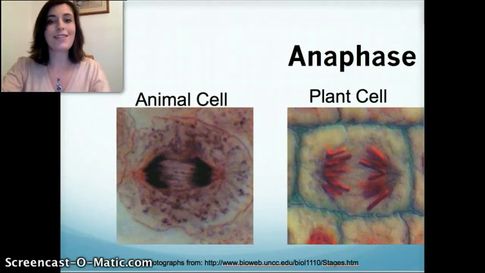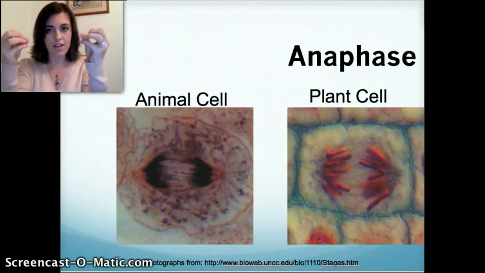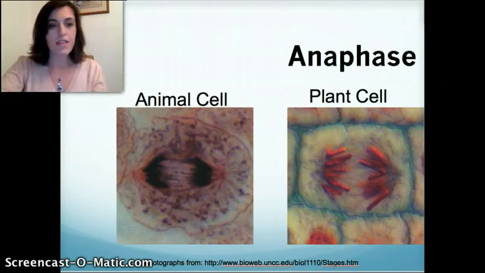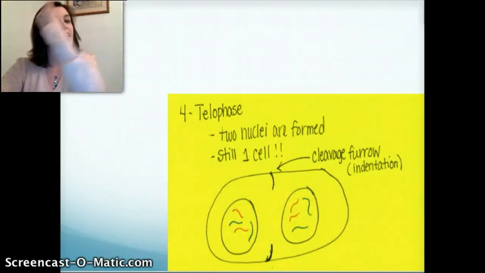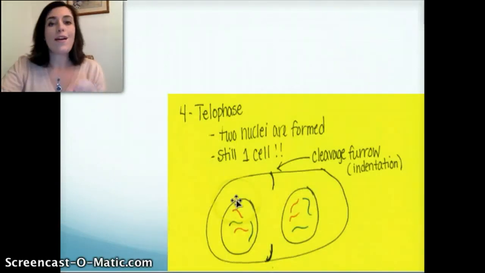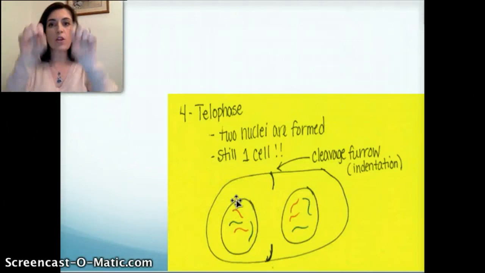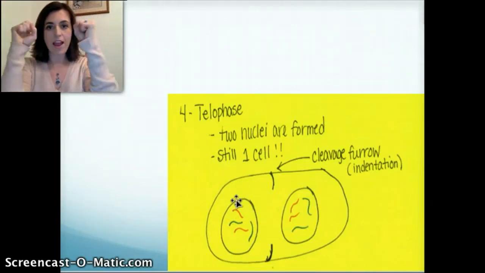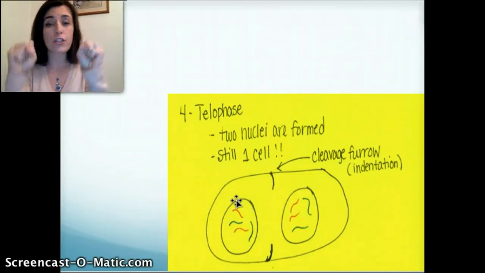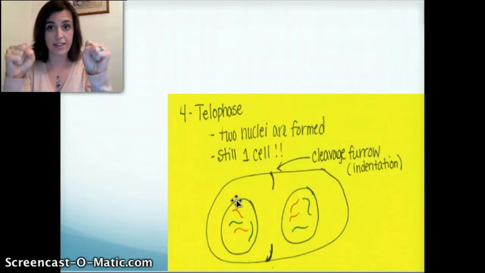Now we're going to condense those chromosomes back down into their two nuclei. This is where you get to your fourth stage, telophase. This is where you see one whole cell, but you have two nuclei. Those chromosomes have been pulled apart and condensed down into two nuclei. They are still one cell because you have not split your cytoplasm yet. You have only split your nucleus.